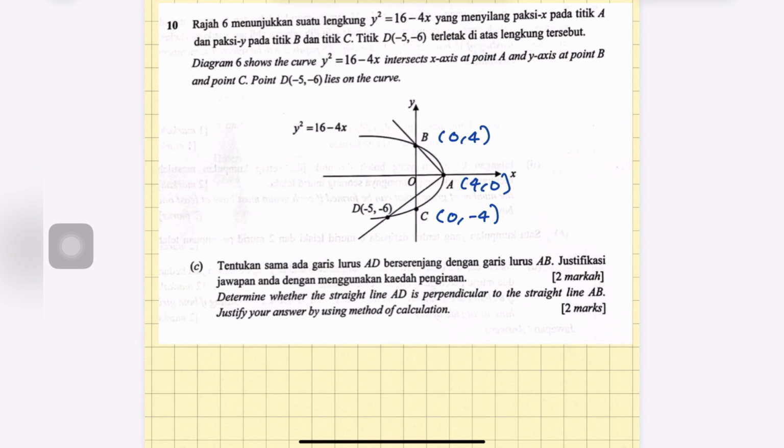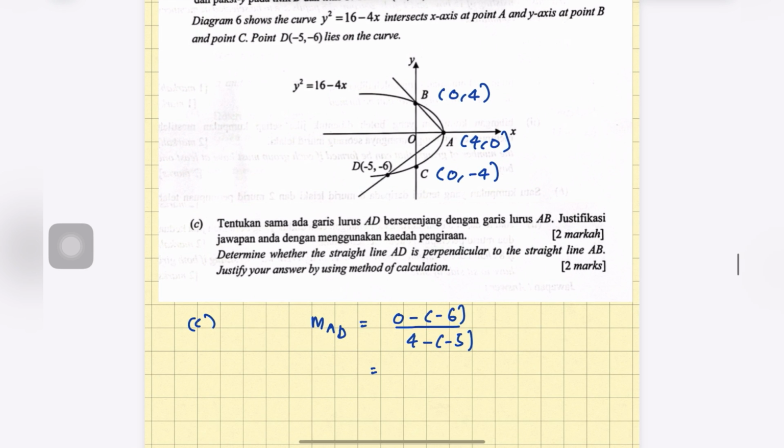C, determine whether the straight line AD is perpendicular to the straight line AB. Justify your answer by using method of calculation. Okay, so to test perpendicular, we have to find the gradient. So first, find the gradient of AD: y2 minus y1, 0 minus -6, divided by 4 minus -5. So this one is 2 over 3.